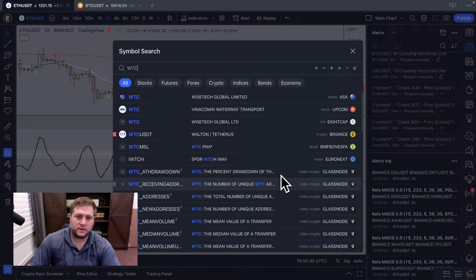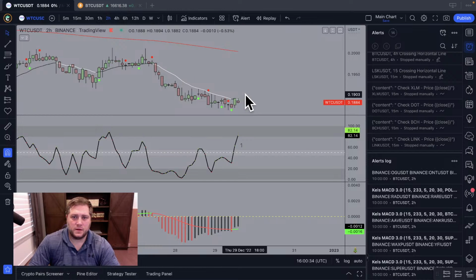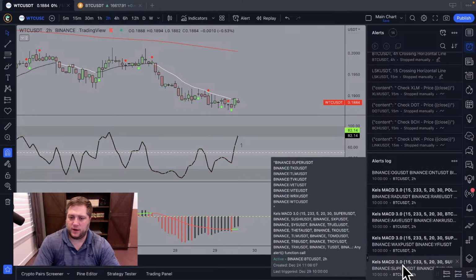WTC is the first one. Here's WTC. This is not a good trade right here because this is our signal right here that it broke up. But look where it closed. It closed at a hidden candle. That's not a good trade there.